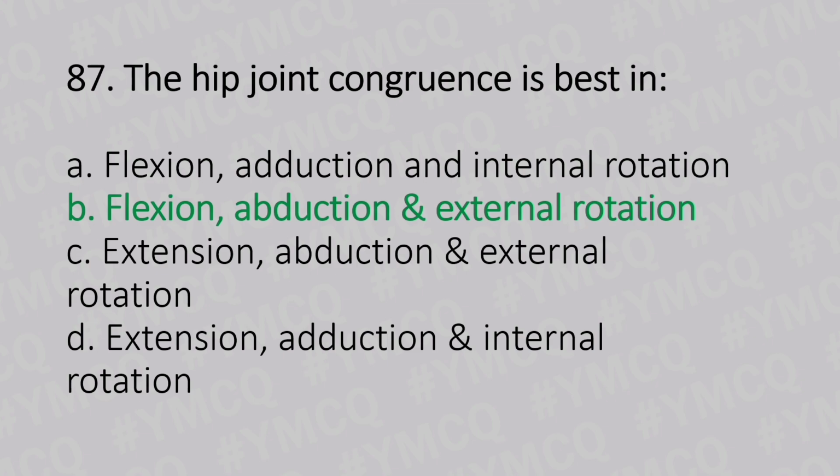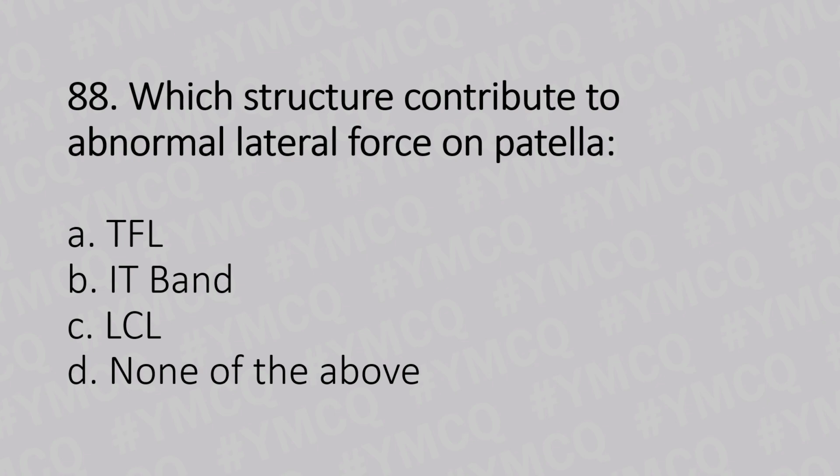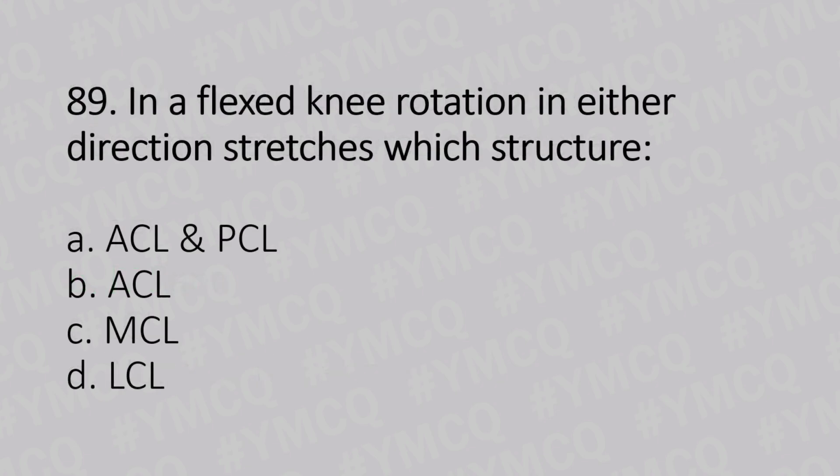Moving to our 88th question, the structure that contributes to the abnormal lateral force of the patella. Option A, TFL, tensor fascia lata. Option B, IT band. Option C, LCL, that's lateral collateral ligament. Option D, none of the above. And the answer is option B, IT band.